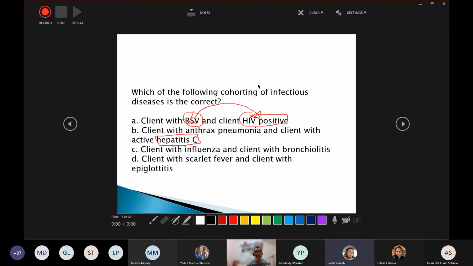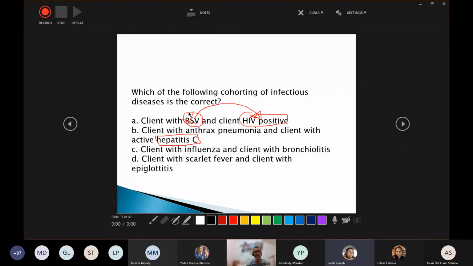But the RSV, because it's highly contagious, maybe the TV control or the table, etc., can be touched by the HIV patient. The HIV cannot pass to the RSV patient unless they have sex or exchange body fluid, which is not logical in the hospital. But the RSV, yes, can be passed to the HIV patient. That's why I don't want to put HIV together with RSV.